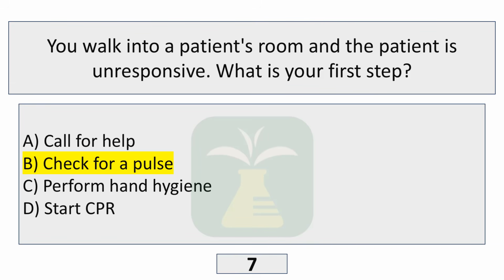Correct answer, B. Check for a pulse. All of these answers are important, however, the most important is assessing whether the patient has a pulse or not. You can simultaneously call for help while assessing for a pulse in the event of an emergency. Hand hygiene may be bypassed before beginning CPR, you must check for a pulse.